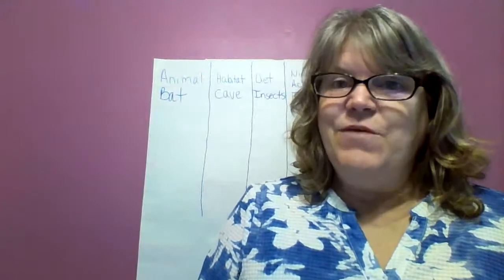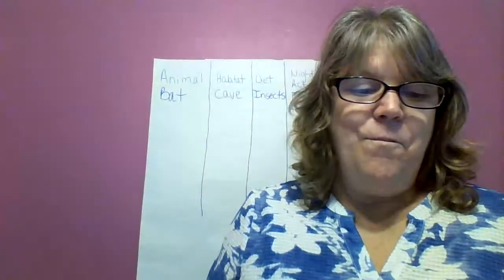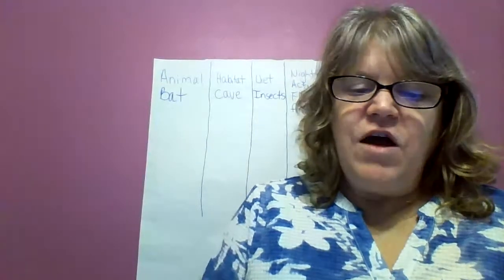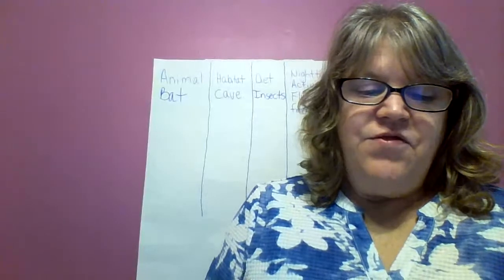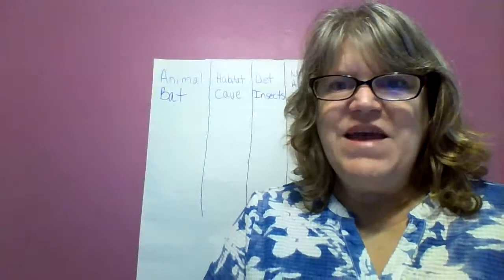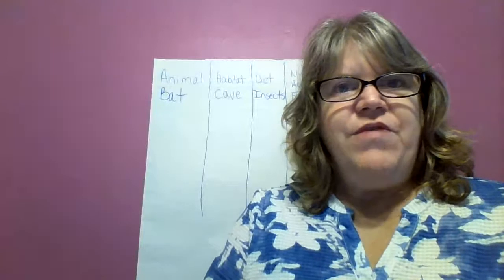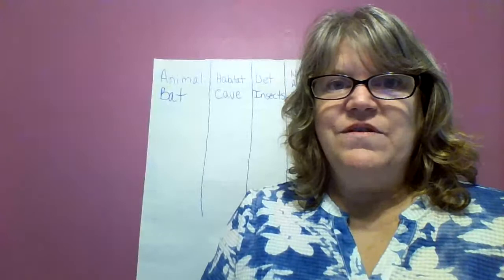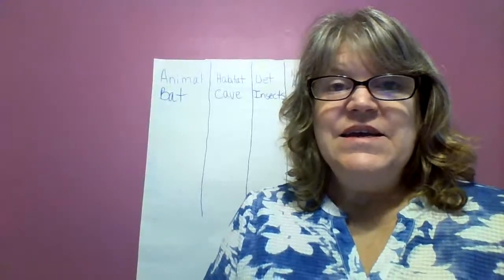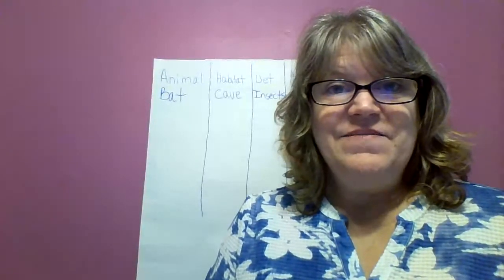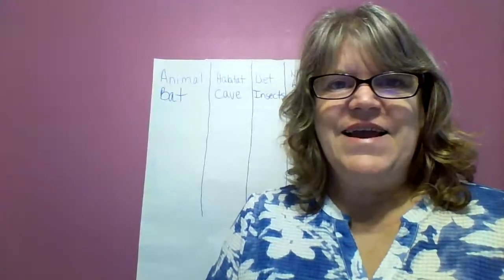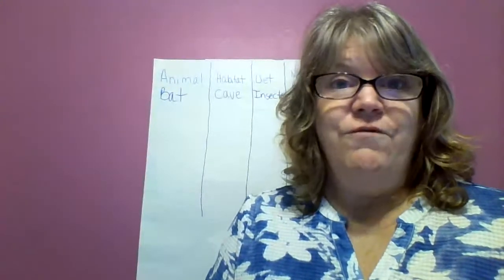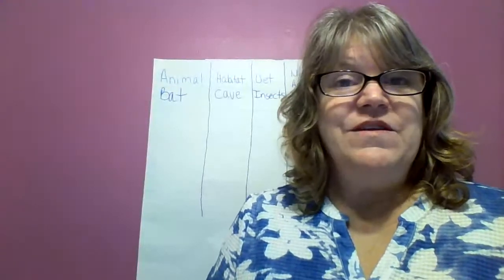So some other things I want you to think about with our animals and our chart. When we're talking about habitat, think about other habitats. We have a cave, but we know that some animals live in the ocean. Some animals live in the desert. Can you think of other habitats? Think about that for just a second. That's right. Some animals live in the jungle or forest. Some animals live in the grasslands.